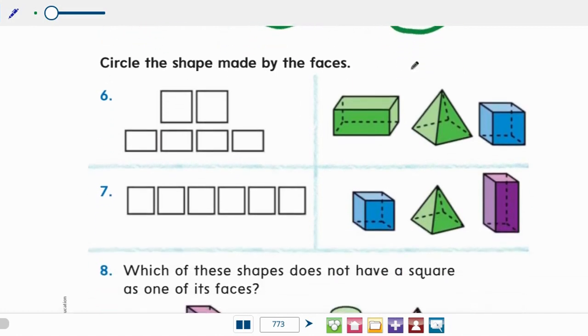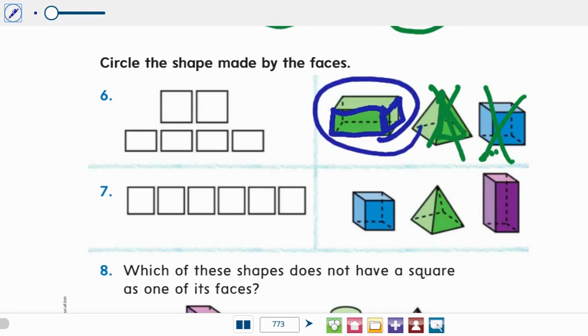For number 6, I see that I've got 2 squares, and then I have 1, 2, 3, 4 rectangles. All right, well, let's just go through these. Well, a cube over here, a cube has got all sides that are all squares, so there's no rectangle, so it's not going to be that one. A prism has triangles on the side, so it's not going to be this one. So the only other option that I've got left is a rectangular prism, which makes sense because the sides of mine are rectangles, and I know that my base is a square. So I would circle the rectangular prism.